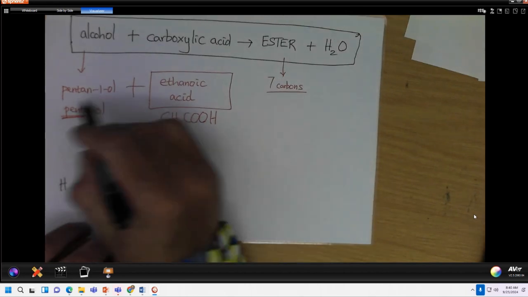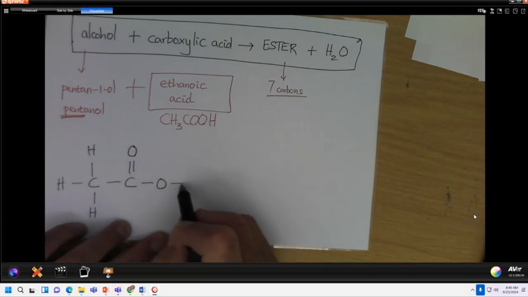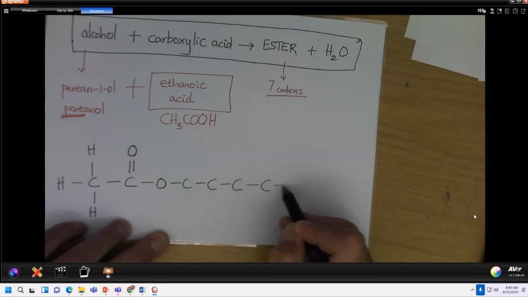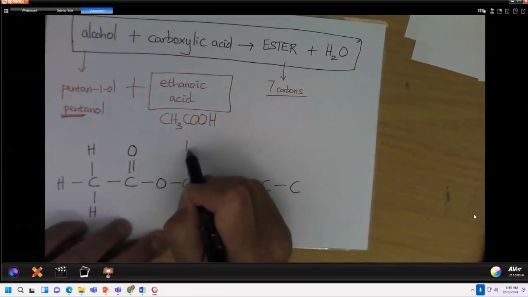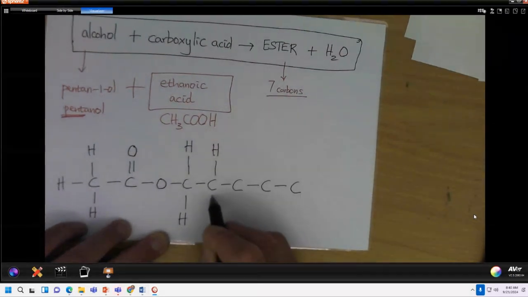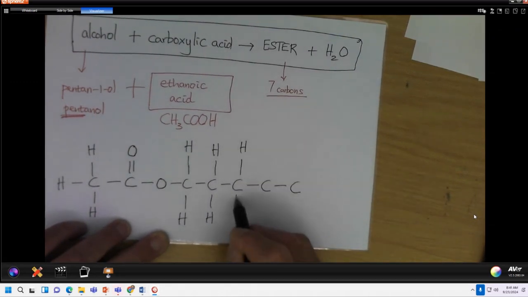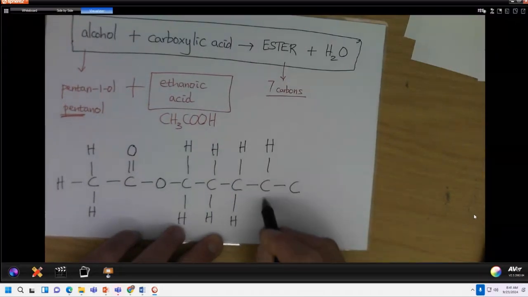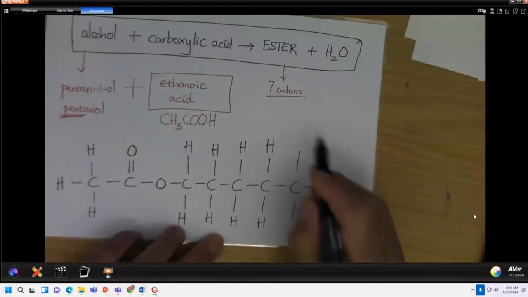Now, I must join that with these carbons here. 1, 2, 3, 4, 5. Hydrogen, hydrogen. Here we go. Hydrogen, hydrogen. There we go. Hydrogen, hydrogen, hydrogen, hydrogen, hydrogen, hydrogen, hydrogen.